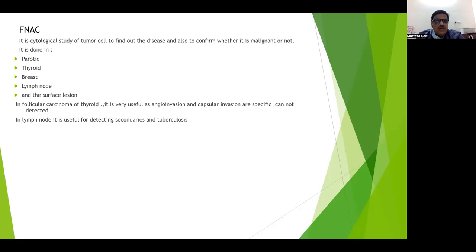FNAC is a cytological study of tumor cells to find out the disease and also to confirm whether it is malignant or not. It is done in thyroid, breast, lymph node, and surface lesions. In follicular carcinoma of thyroid, we take FNAC. It is very useful as angioinvasion and capsular invasion are specific, cannot be detected. In lymph node, it is useful for detecting secondaries as well as tuberculosis.